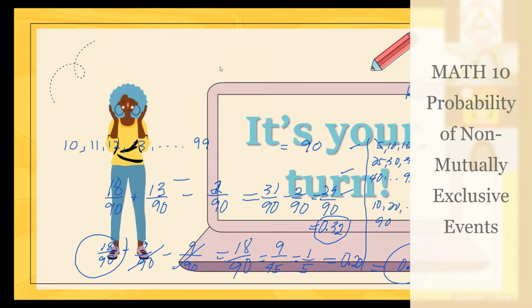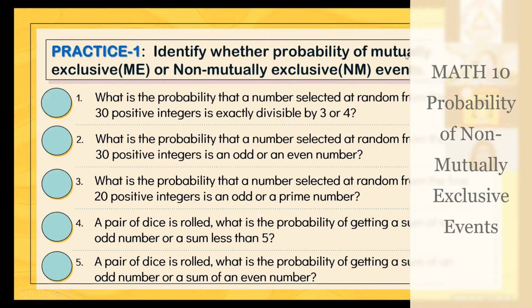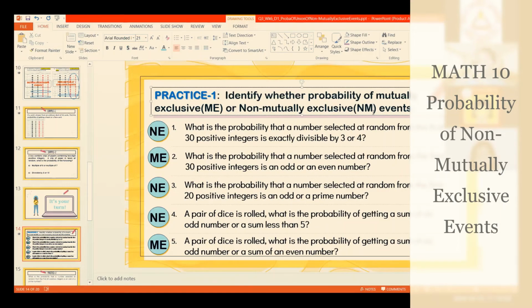Okay, it's your turn. Ganun lang naman. Tapos, let's see if you can answer the following. Ayan. So, get your notebook. Write numbers 1 to 5. No need to answer the problem, no need to solve. Simply analyze whether the given is mutually exclusive or non-mutually exclusive. Wait, gawin yung NE. Oops, nakita nyo na yung sagot. NE.